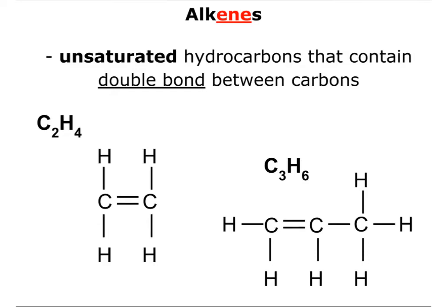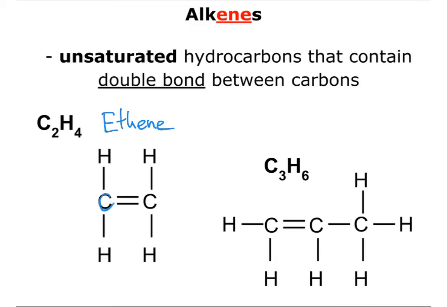Alkenes are a group of unsaturated hydrocarbons that contain a double bond between carbons. To have a double bond between carbons, there must be at least two carbons. So the smallest alkene, ethene, contains two carbons. Notice that each carbon still has four bonds.